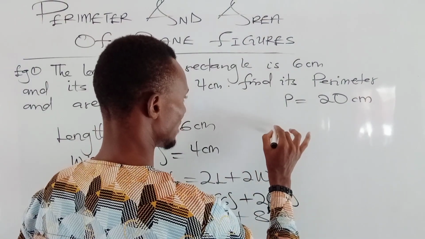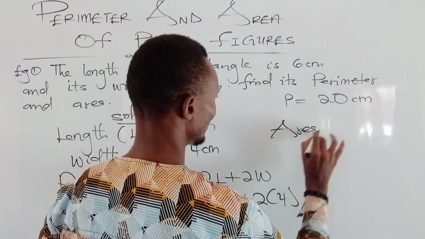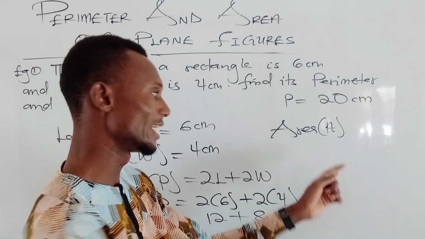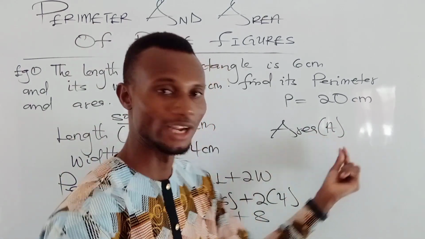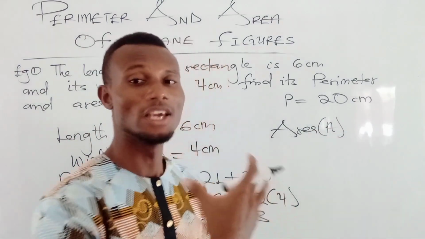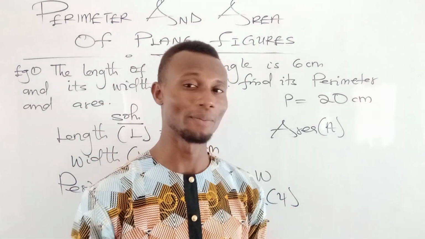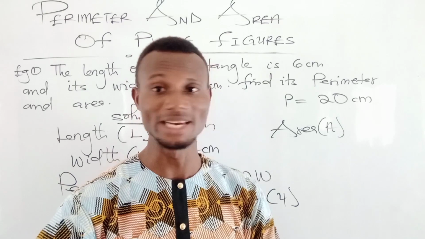So area, let me continue from here. So my area into bracket A. Please write the area in full, then I can bring into bracket A. Don't write only A there, because writing only A there can represent a lot of things. A can mean a lot of things.